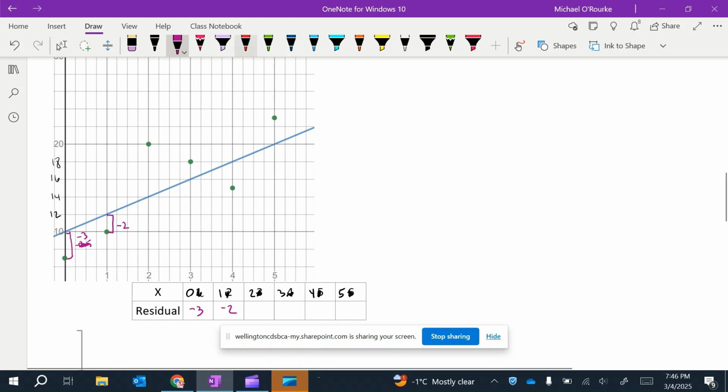Minus 2. I'm going to change the color to blue here. This would be 2, 4, 6. It's 6 vertical distance above, so it's 6 above. I'm going to go up 2 here, so that's a plus 2. We're going down again, it's 1.5, that's minus 3.